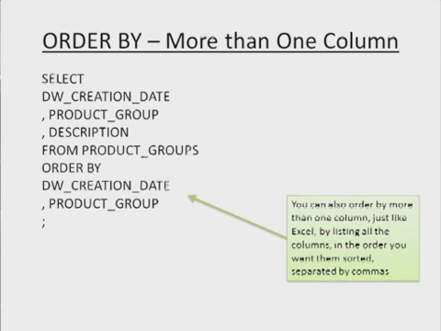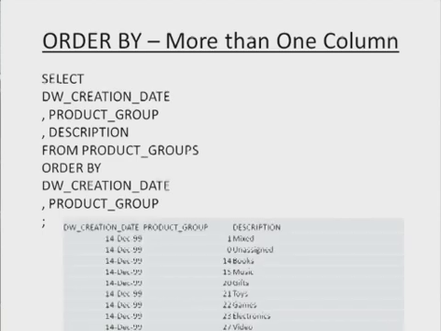You can do the same thing here, and by just separating the things that you want to order by with commas. And it is in that order, so it's going to order by the date first, then the product groups. So we get all the December 14th creation dates, and then sorted by the product group.